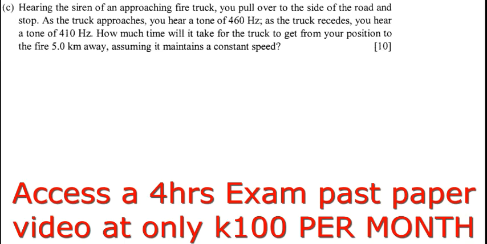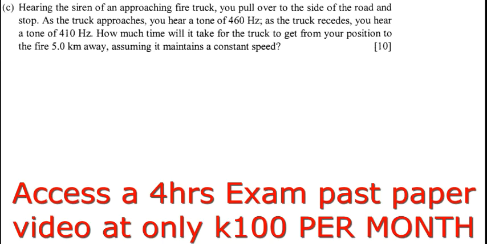So now let's solve this interesting question under the Doppler effect. The question is, hearing the siren of an approaching fire truck, you pull over to the side of the road and stop. As the truck approaches, you hear a tone of 460 Hz. As the truck recedes, you hear a tone of 410 Hz. How much time will it take for the truck to get from your position to the fire 5.0 kilometers away, assuming it maintains a constant speed?